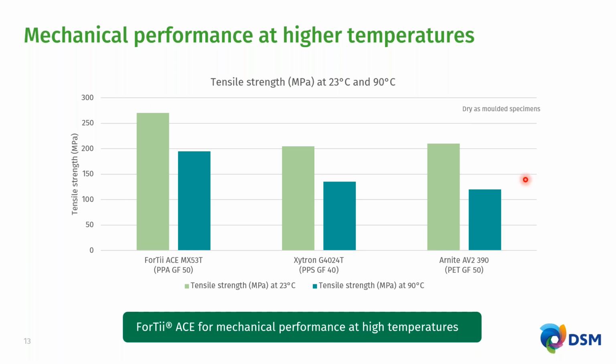And you can see that in all the grades. Here I have compared PPA, PPS, and PET glass fiber reinforced grades, and tensile strength at 23 degrees C and 90 degrees C. And in spite of the drop, the strengths are still good. So 40 ACE, if you are looking for applications where good strength and stiffness at high temperatures are required, then 40 ACE would be a very interesting material to look at.